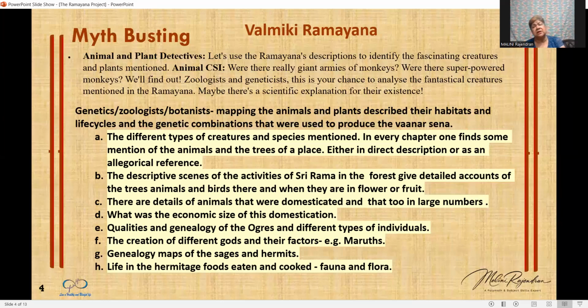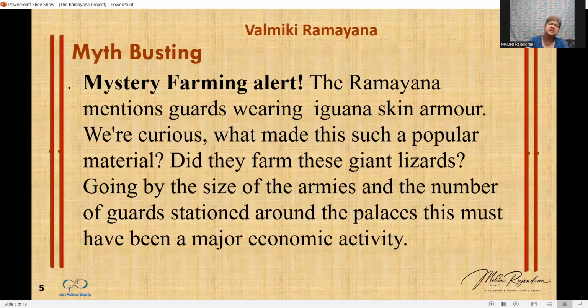And then the life in the hermitage. What was the food that was eaten? What was cooked? And obviously, it had to do with the locally available fauna and flora of the region. And there is an interesting mystery in the Ramayana which mentions guards wearing iguana skin armor.